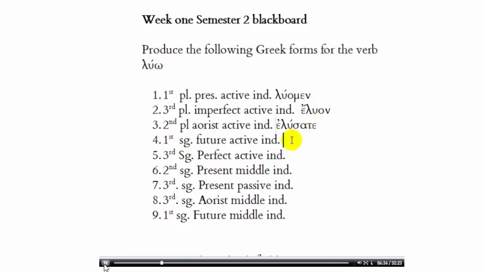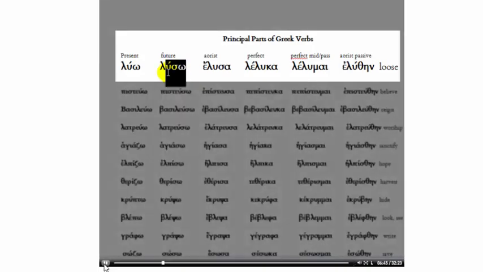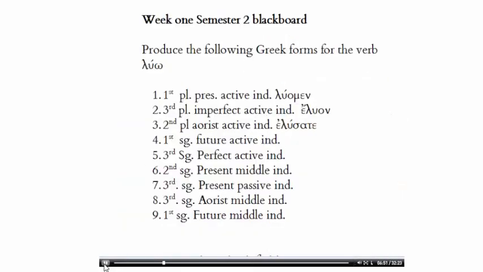All right, very good. Number 4. The first singular future active indicative of luo. Well, the future is going to be built on the second principal part, namely luso. Luo, luso. So we type in here luso, and that's actually the principal part form, the one we wanted because we asked for the first singular. So we're done.